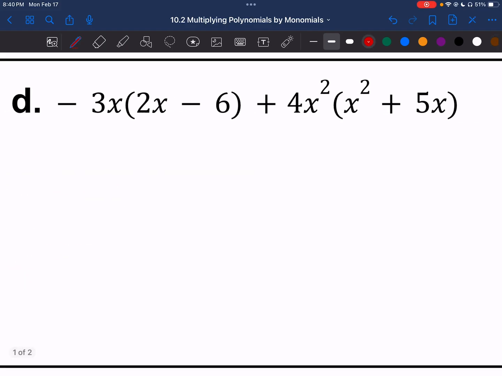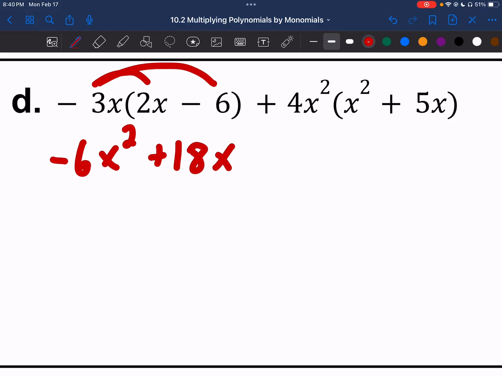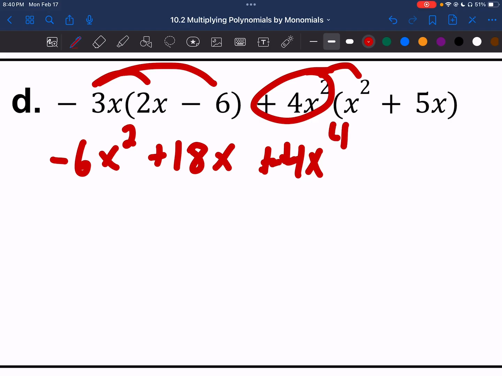Letter D, distributive property first. We have minus 6x squared plus 18x. We have 4x squared times x squared, so that's plus 4x to the fourth. And then we've got plus 20x to the third when we distribute to the 5x.